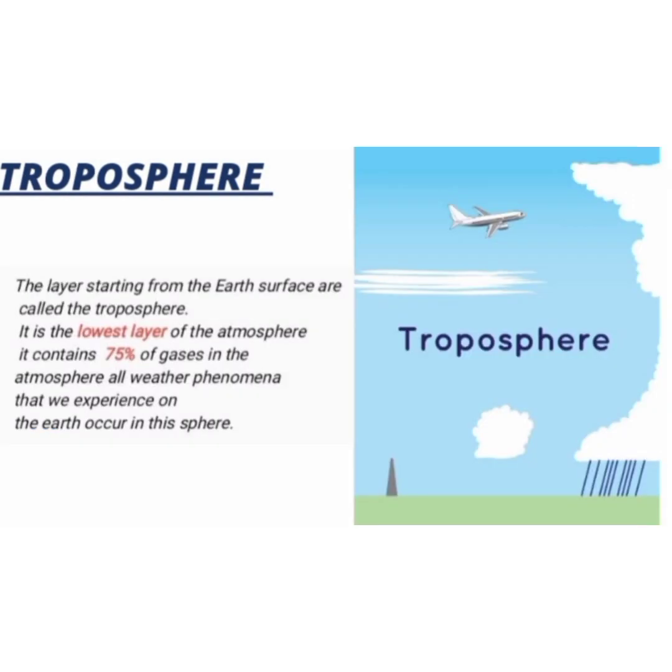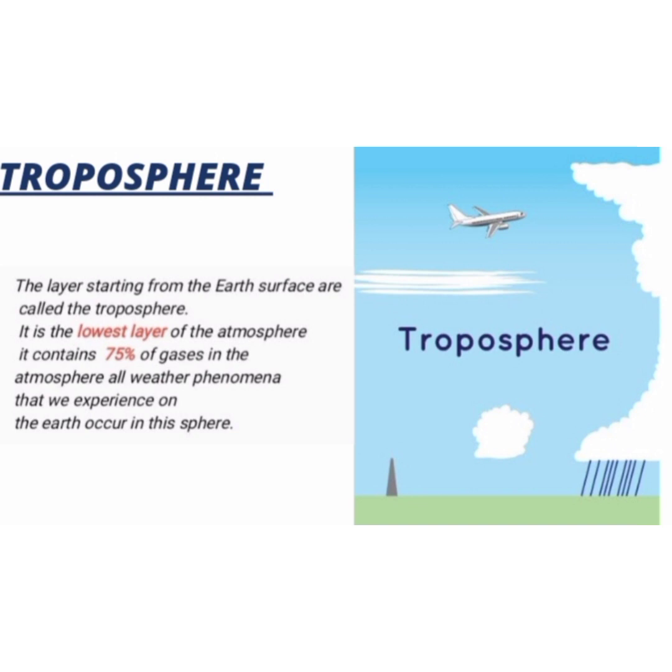The layer starting from Earth's surface is called the troposphere. It is the lowest layer of the atmosphere and it contains 75% of the gases in the atmosphere. And all weather phenomena that we experience on the earth occur in this sphere.